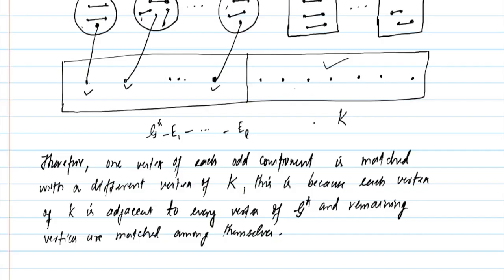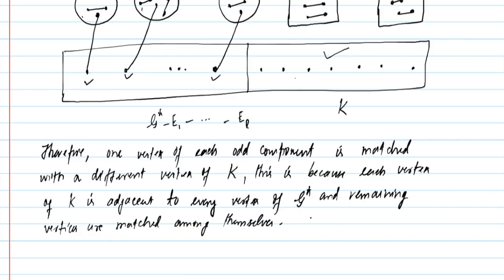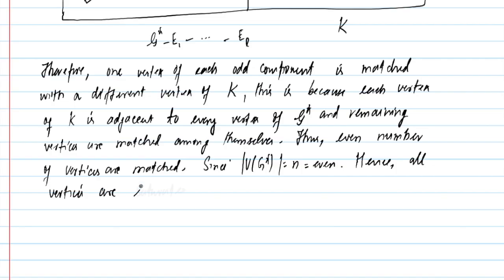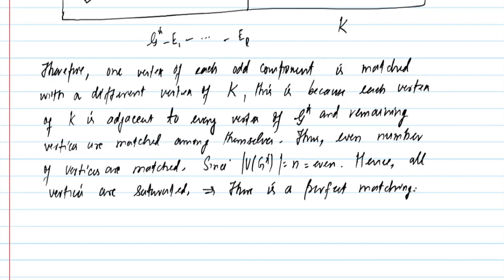Since the total graph has an even number of vertices, thus an even number of vertices are matched. And since the graph has even order, since the order of the vertex set of G star is equal to n, which is even, hence all vertices are matched. Or we can say hence all vertices are saturated. This implies there is a perfect matching. So this completes the proof of Tutte's one-factor theorem.